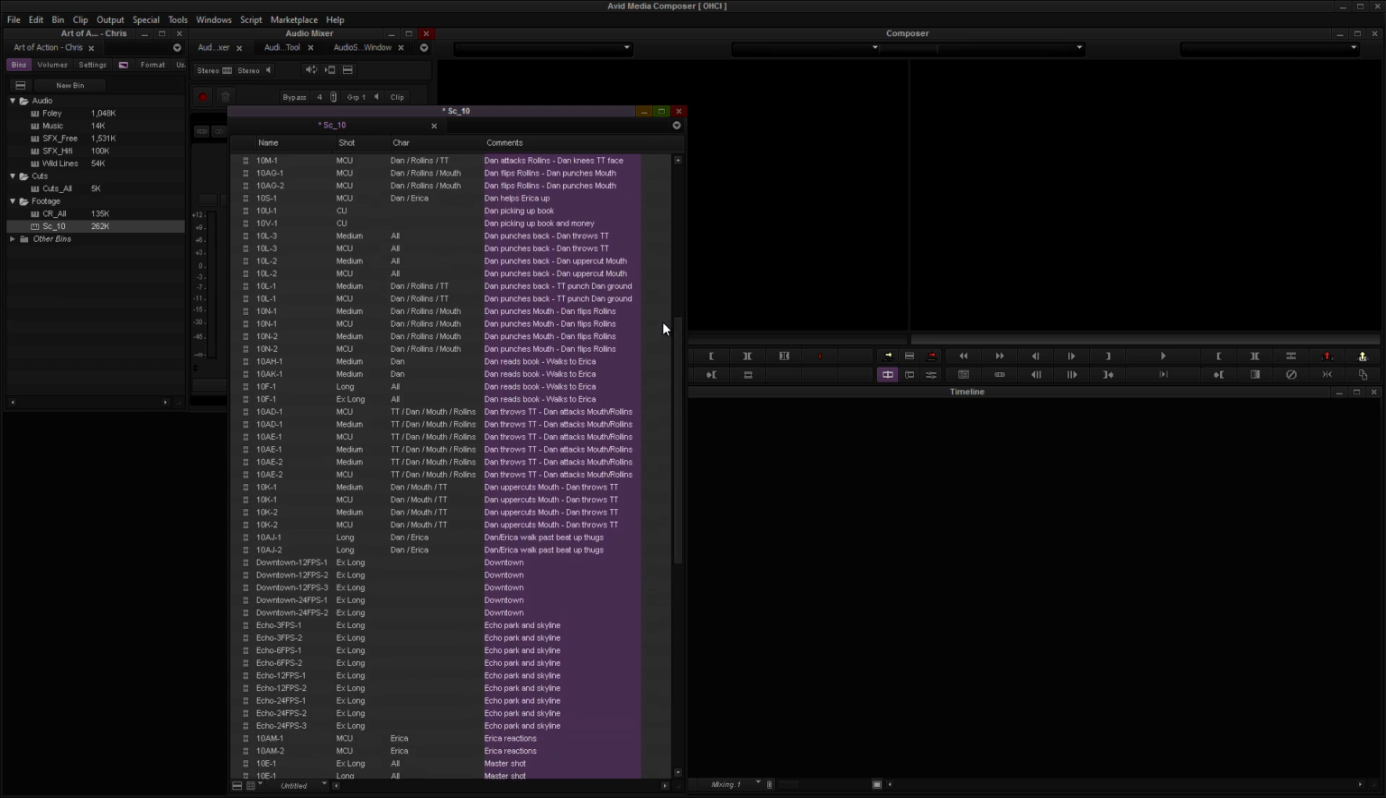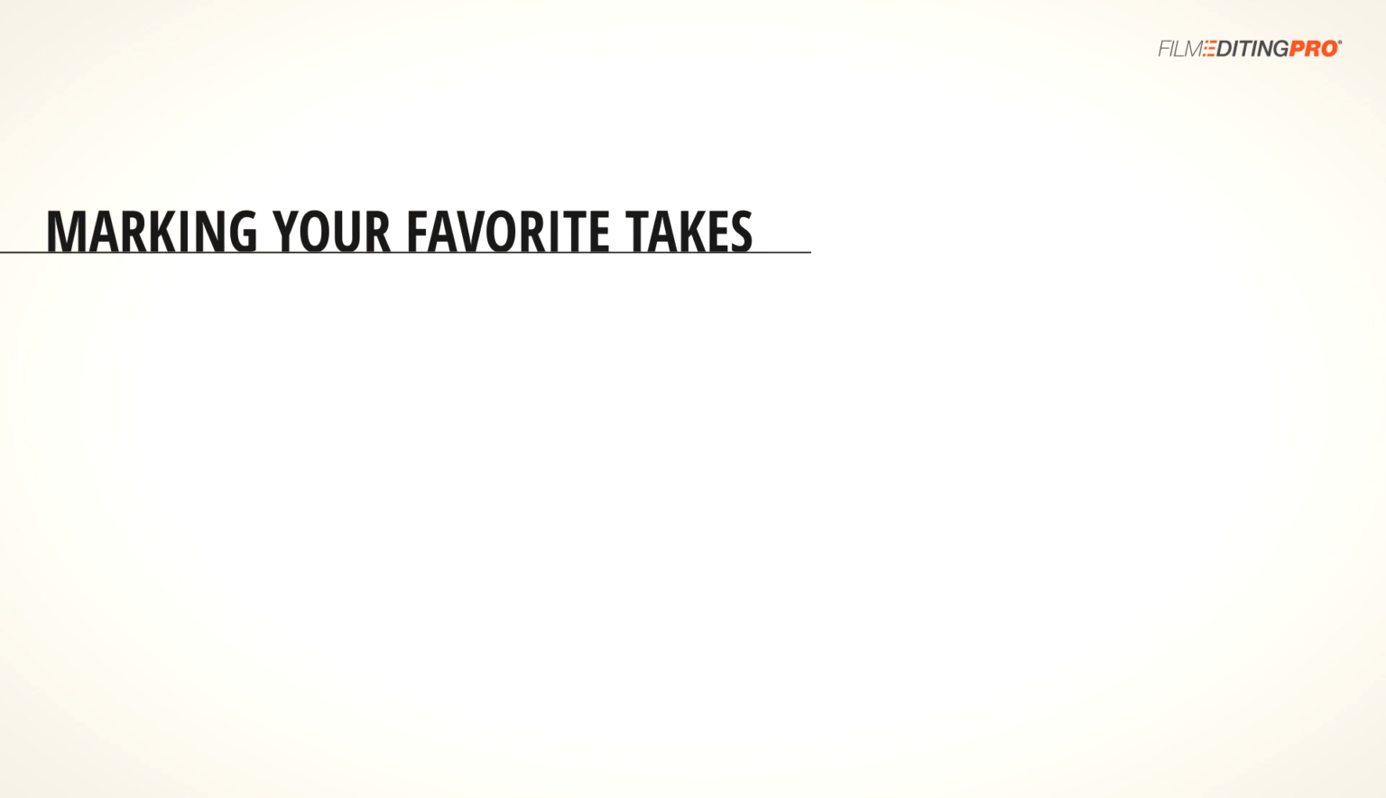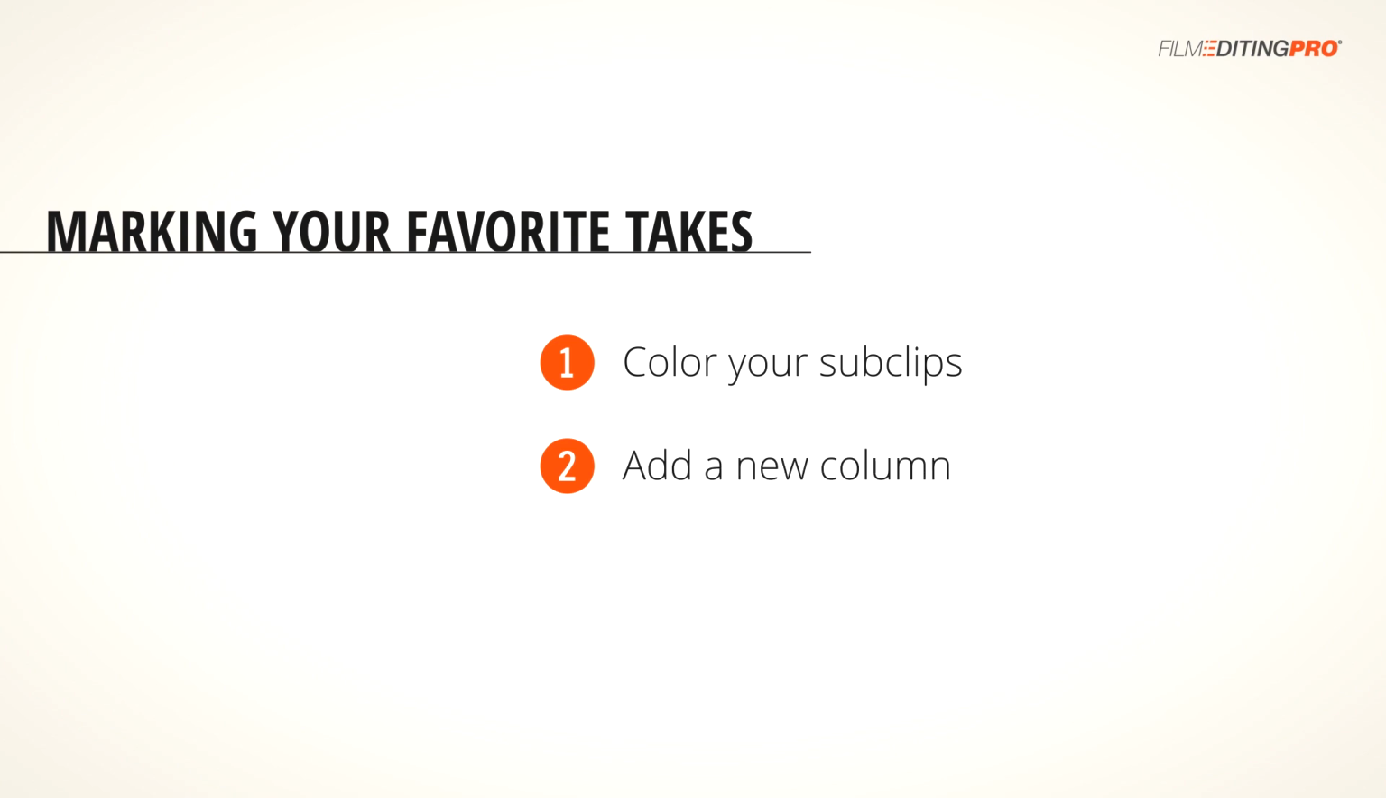Okay, so there's one last step to this editing preparation process. Now that you have a nicely organized bin, you're going to want to go through the different takes for each section of the fight and just mark down some of your favorites. There's a couple ways that you can do that. You can either color the subclips in your bin to mark them as your favorites, or you can add a new column and label it as a good take.